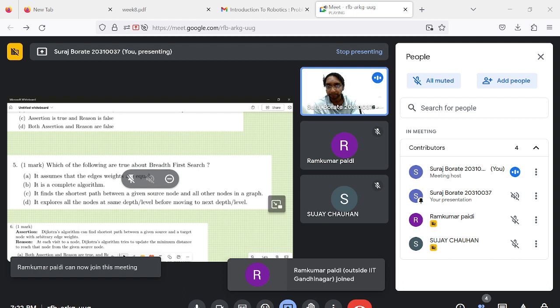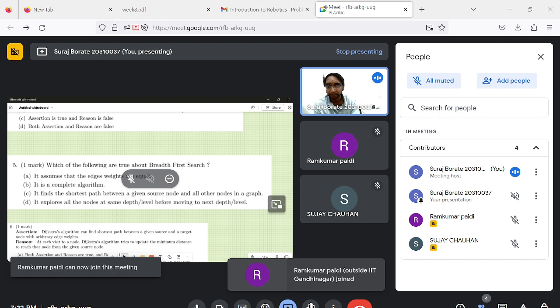So the first option is it assumes that the edge weights are equal. Okay, if edge weights are equal, it means that if this is 1 then this is also 1, all weights are the same. Okay, so there is breadth first, there is Dijkstra, and there is the A star algorithm, right? So breadth first is an unweighted algorithm, right? So all edge weights are equal.